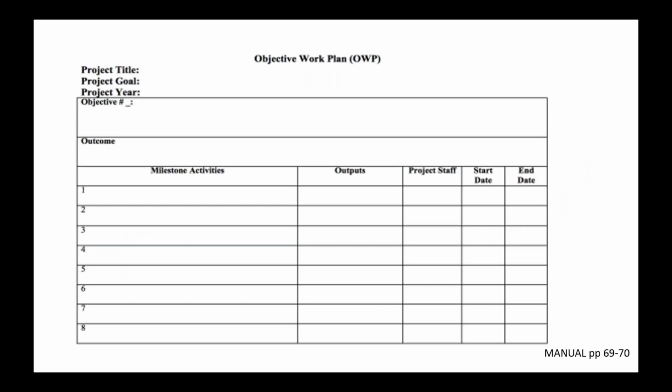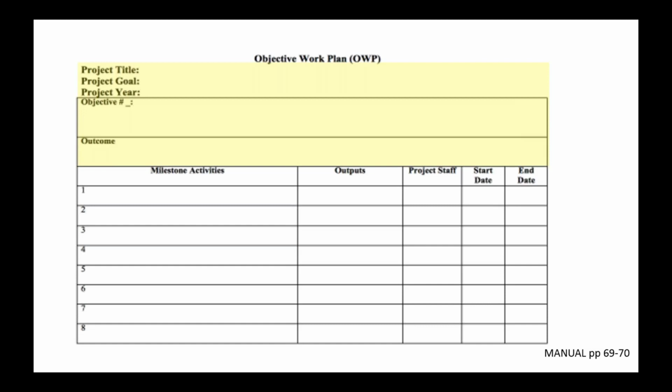Right, so now we're getting to the fun stuff. We're going to give you directions on how to fill out the OWP form. And on the screen, obviously, is an example of the OWP form. And if you want to follow along in your training manual, the manual has excellent directions on pages 69 and 70. So the first step is to copy and paste your project title, your project goal, your objective, and your outcome. You want to copy and paste that from your narrative.